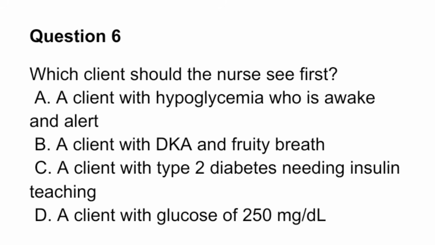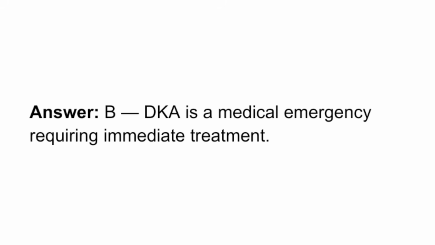Question 6. Which client should the nurse see first? A. A client with hypoglycemia who is awake and alert. B. A client with DKA and fruity breath. C. A client with type 2 diabetes needing insulin teaching. D. A client with glucose of 250 milligrams per deciliter. Answer B. DKA is a medical emergency requiring immediate treatment.